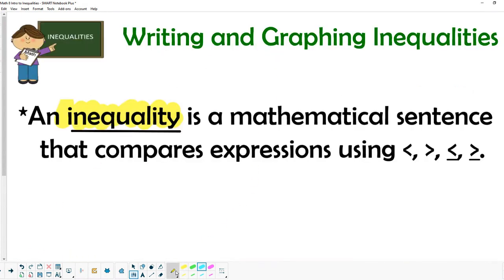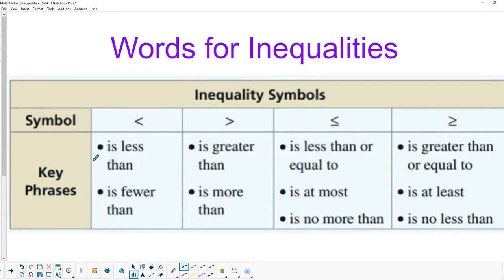This type of information and the subject we're introducing here gives us a reason to introduce the subject of inequalities. An inequality is a mathematical sentence that compares expressions using less than, greater than, less than or equal to, or greater than or equal to. In this lesson, we're going to practice writing inequalities and graphing inequalities. So just some words that we want to get familiar with are these.